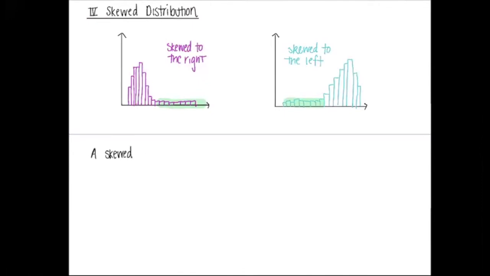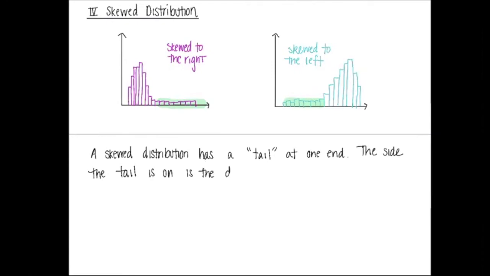So a skewed distribution has what we call a tail at one end. The side the tail is on is the direction of the skewed distribution. Okay. So most data is in one area, but then you have a few people that have values that are far off at one end.